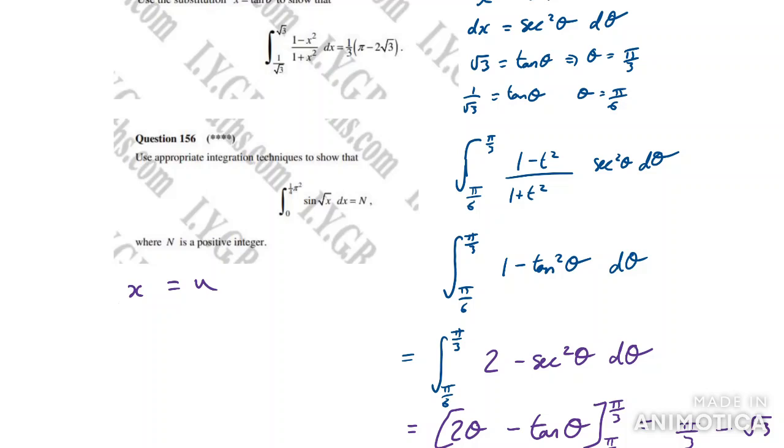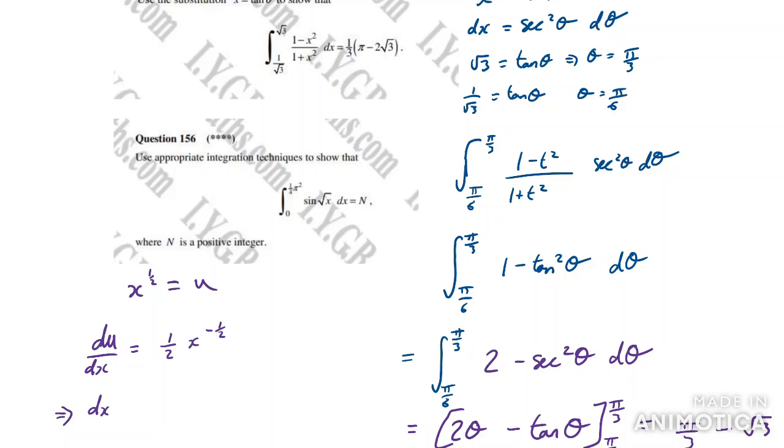So in other words, root x we can write as x to the half. And so du/dx is equal to x to the minus a half times a half. So half x to the minus a half. And we want to get what dx is.